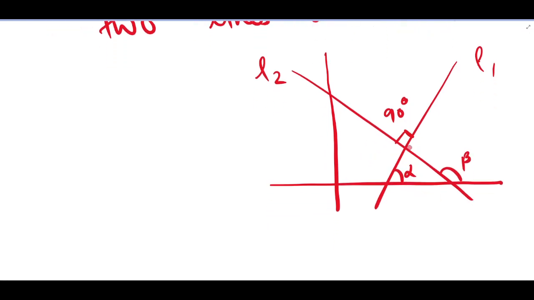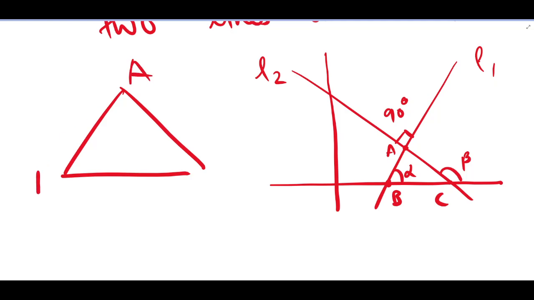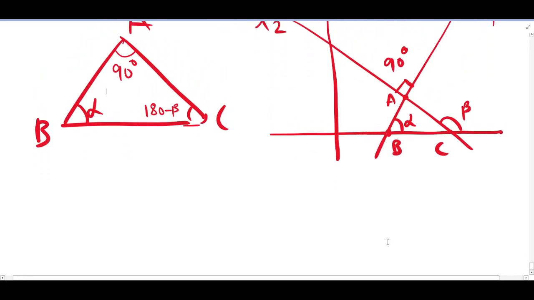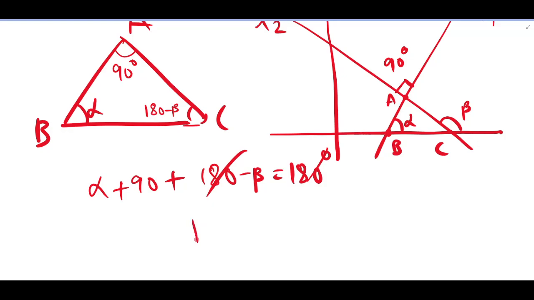If we take this enclosed region as triangle ABC, it will look like this: A, B and C. So angle B is alpha and angle C will be 180 minus beta, and angle A is 90 degrees. From the property of a triangle, the sum of all angles is 180 degrees. So alpha plus 90 plus 180 minus beta is equal to 180 degrees. So we get beta is equal to alpha plus 90 degrees.